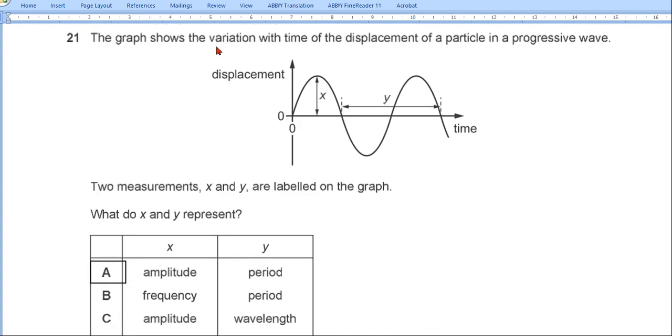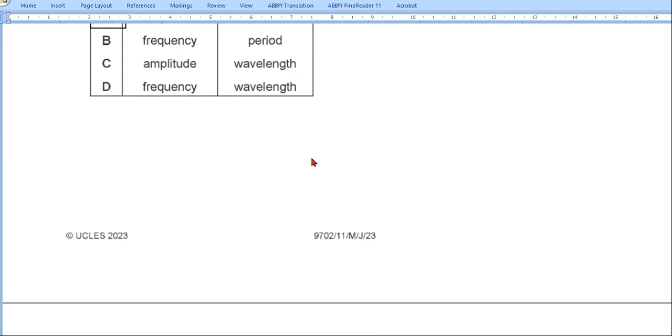The graph shows the variation with time of displacement of a particle in a progressive wave. So this is a catch, because mostly they ask about wavelength, but here it is time, so this is period and this is amplitude. So answer A.